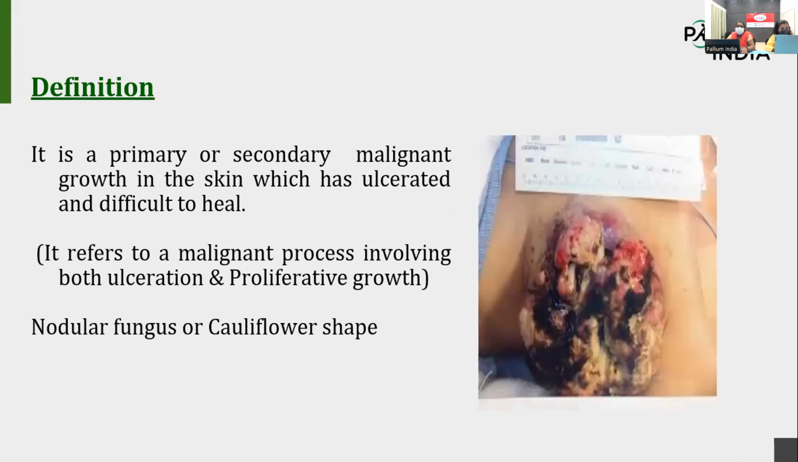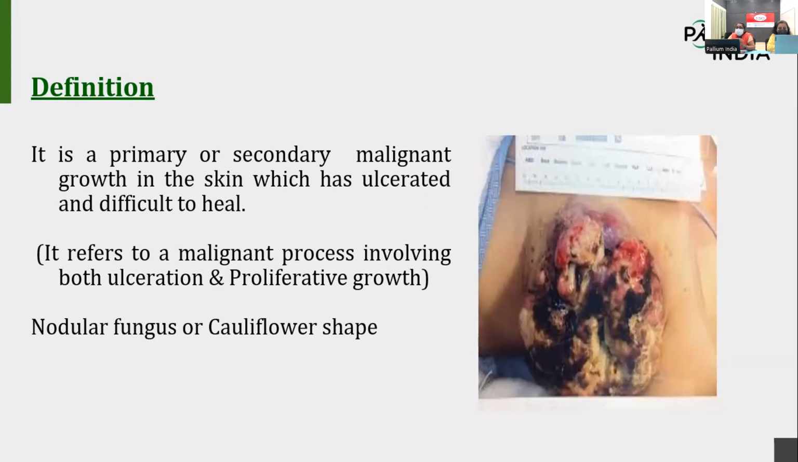So here it is a primary or secondary malignant growth in the skin which is ulcerated and difficult to heal. Once the fungating wound develops, we are not able to heal it properly. So this is a very difficult situation the patient and the family have to overcome. So we need to give total care to this patient and their family also.